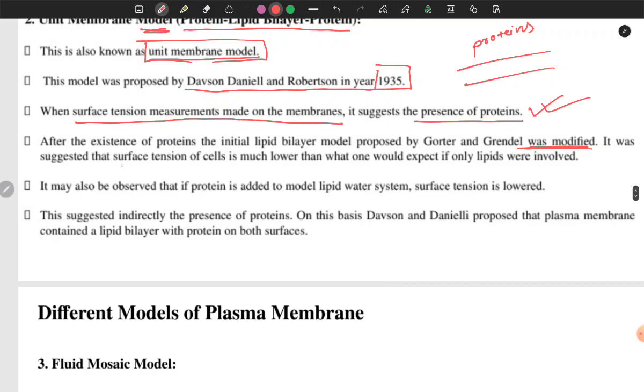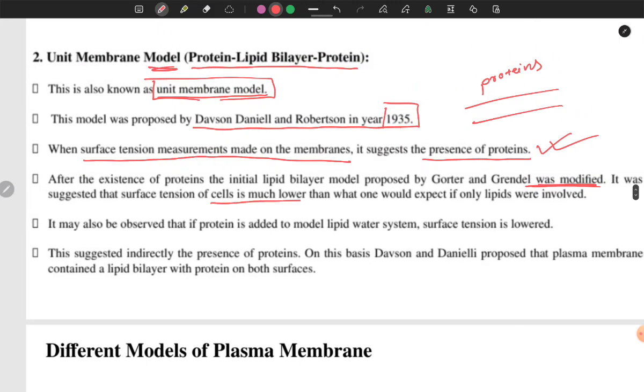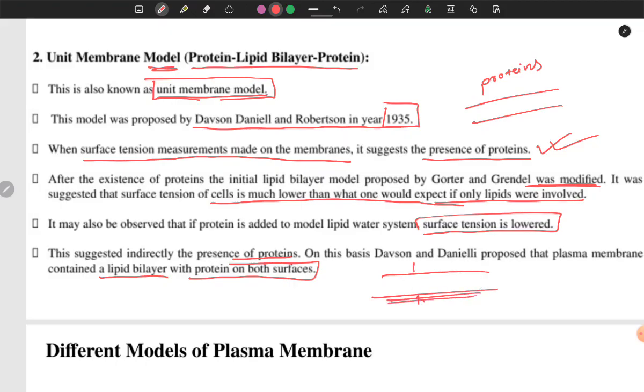It was suggested that the surface tension of the cell is much lower than what would be expected from lipids alone. When only lipids are involved, such a low surface tension is not expected. It may also be observed that if protein is added to a model lipid-water system, surface tension is lowered. This suggests indirectly the presence of protein. On this basis, Davson and Danielli proposed that the plasma membrane contains a lipid bilayer with protein on both surfaces, both on the internal and the external surfaces of the plasma membrane.